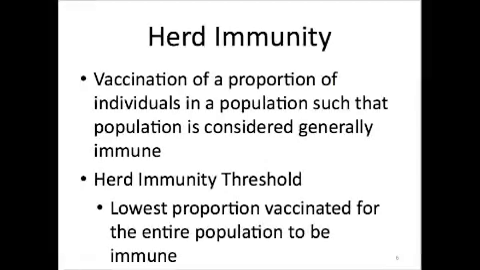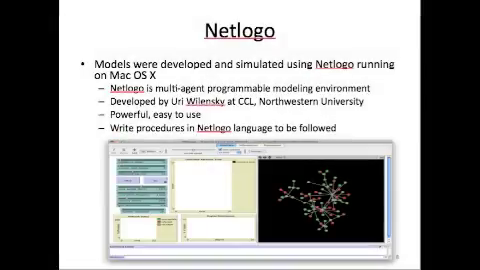I tested these targeting strategies for the herd immunity threshold, or the lowest proportion of the population that needed to be immunized against a certain virus for the whole population to be immune. The lower the herd immunity threshold, the higher the effectiveness. For my experiments, I wrote procedures using NetLogo, a multi-agent programmable modeling environment.